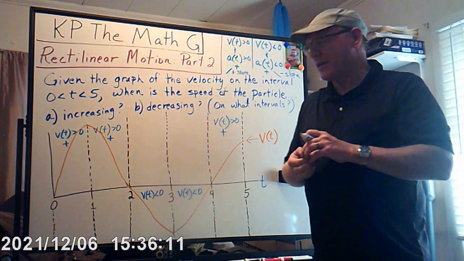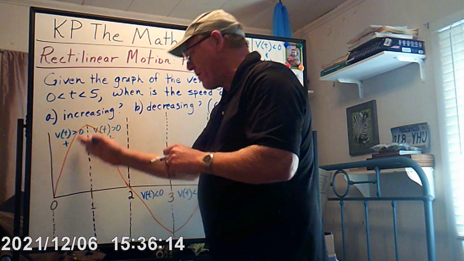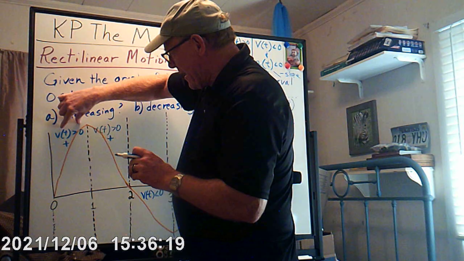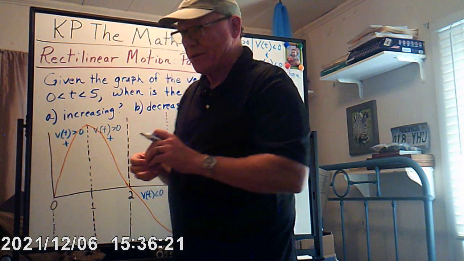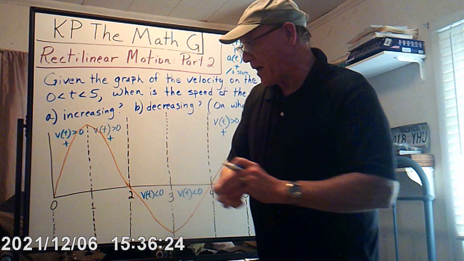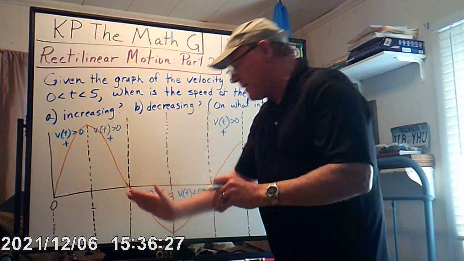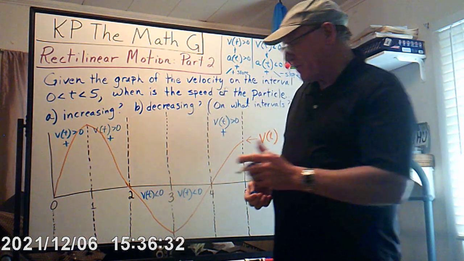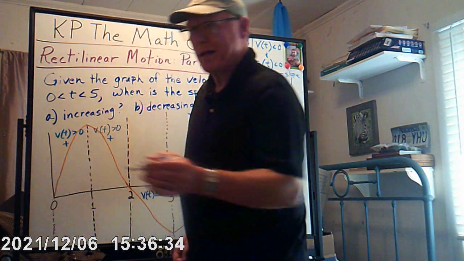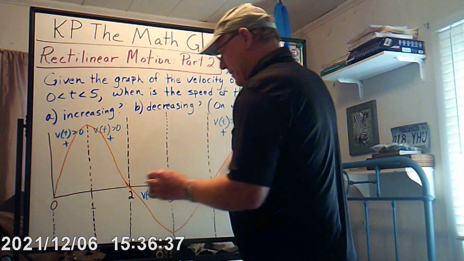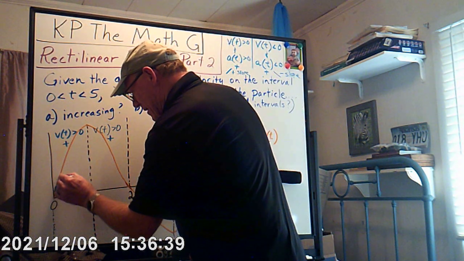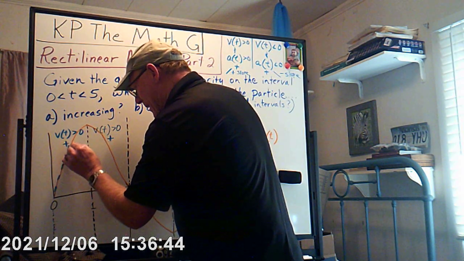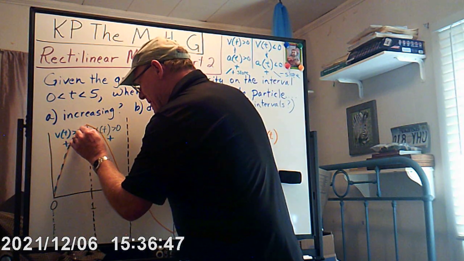Alright, so between 0 and 1, we already have established the fact that the velocity is greater than 0 by virtue of the fact that it is above the t-axis. We have already established that. But now let's look at the slope. Now I'm looking at the acceleration. Which way are these little blue lines leaning? I'm making tangent lines here now. Little bitty tangent lines.